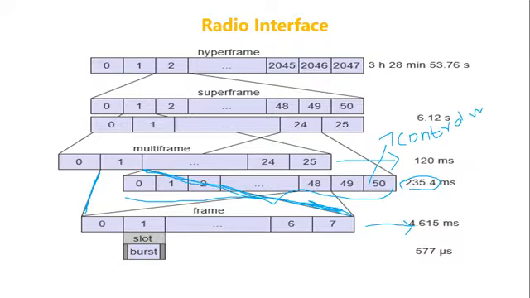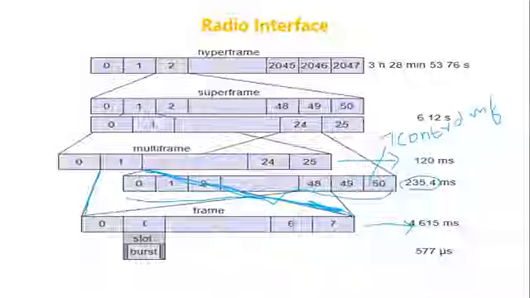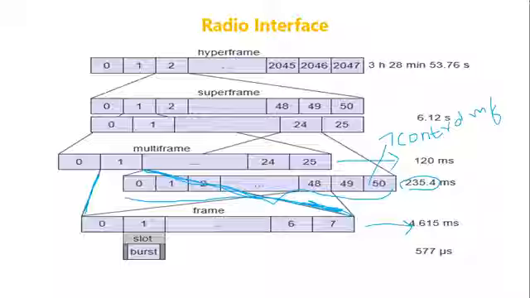I'll call it as MF. Okay, so this is what is control multi-frame, right? So similarly, this logical hierarchy can be extended. 26 multi-frames with 51 frames, or 51 multi-frames with 26 frames, form a super frame.